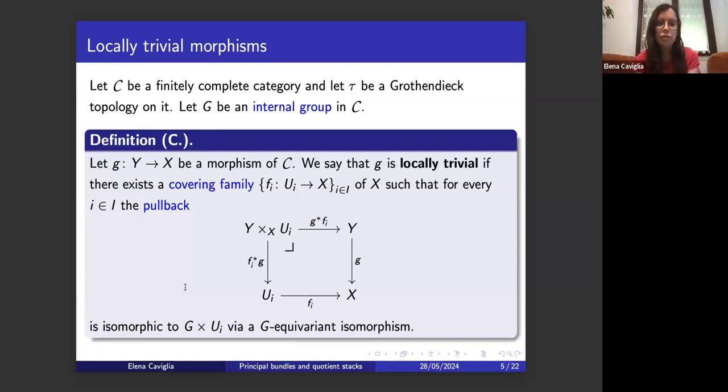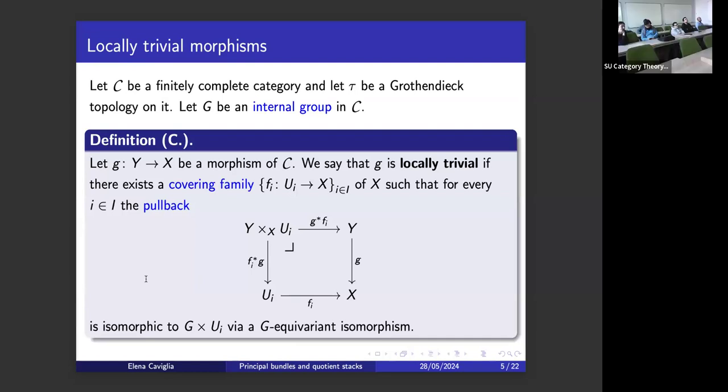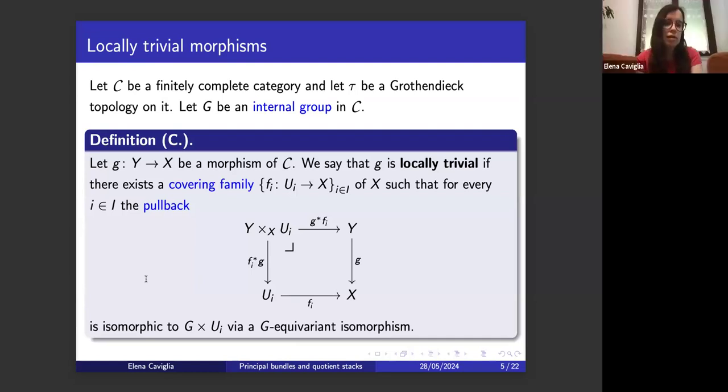And now we need to define what it means for a morphism to be locally trivial. And the idea is that we want to use the Grothendieck topology to do so. So we say that a morphism in the category is locally trivial if we can find a covering family of the codomain such that every time we pull the morphism back along a morphism of the covering family, what we get is trivial. So it is isomorphic to a product.